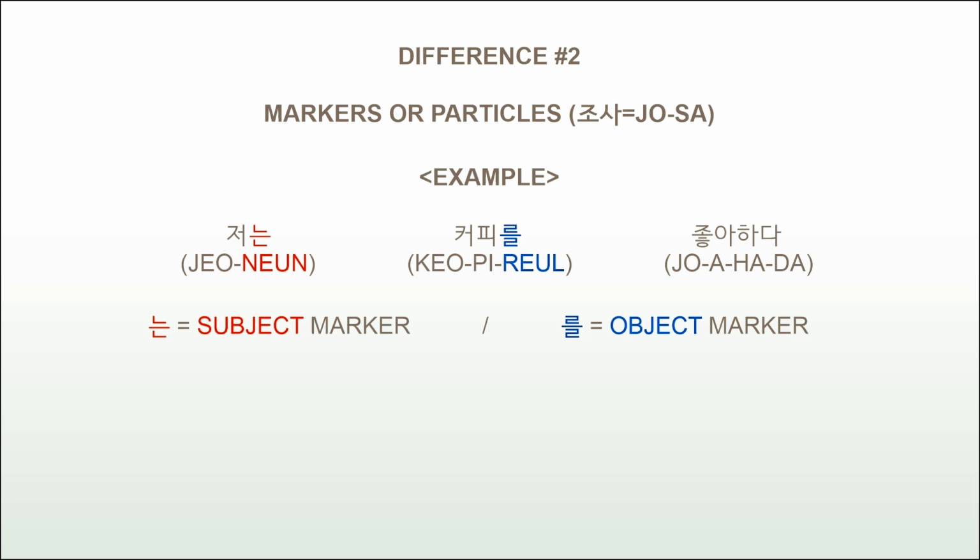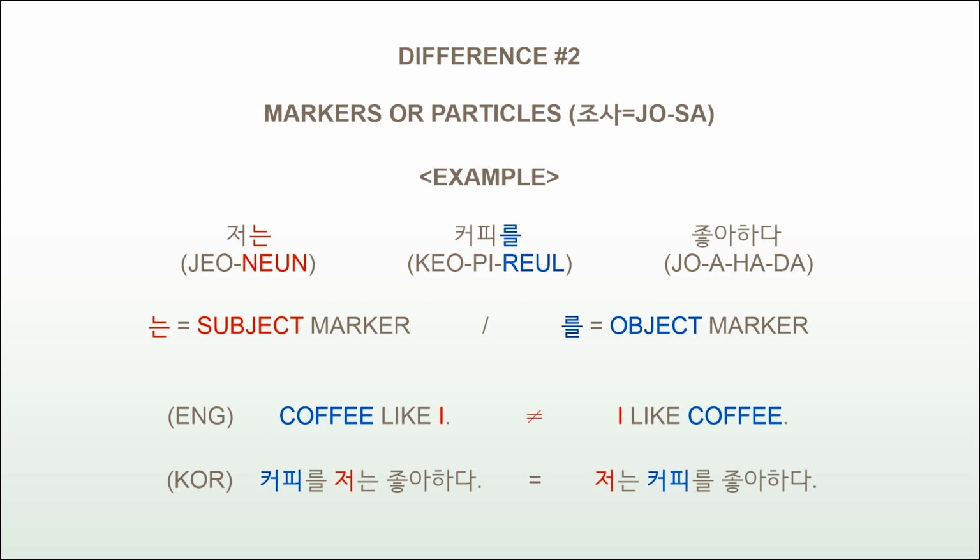In English, if you switch the position of the subject and the object, the meaning becomes completely different. For example, coffee like I doesn't have the same meaning as I like coffee. However, in Korean, even if you switch them, the meaning can stay the same because of the markers. For example, 커피를 저는 좋아하다 still means I like coffee.